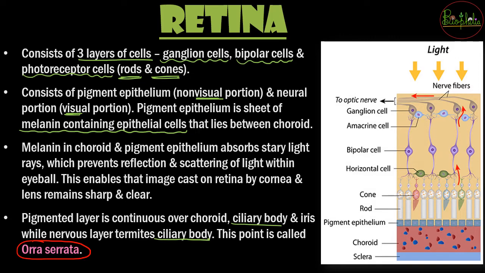So here you can see in the image wherein the cells are going to be arranged. So जो बाहर का layer है, the outermost layer, that is going to be called as the sclera. Then you see the choroid layer. Then you have the pigment epithelium. Then the visual epithelium is going to start from this region that is having rods, cones, the bipolar cells, the ganglion cells. All these cells are going to be seen.